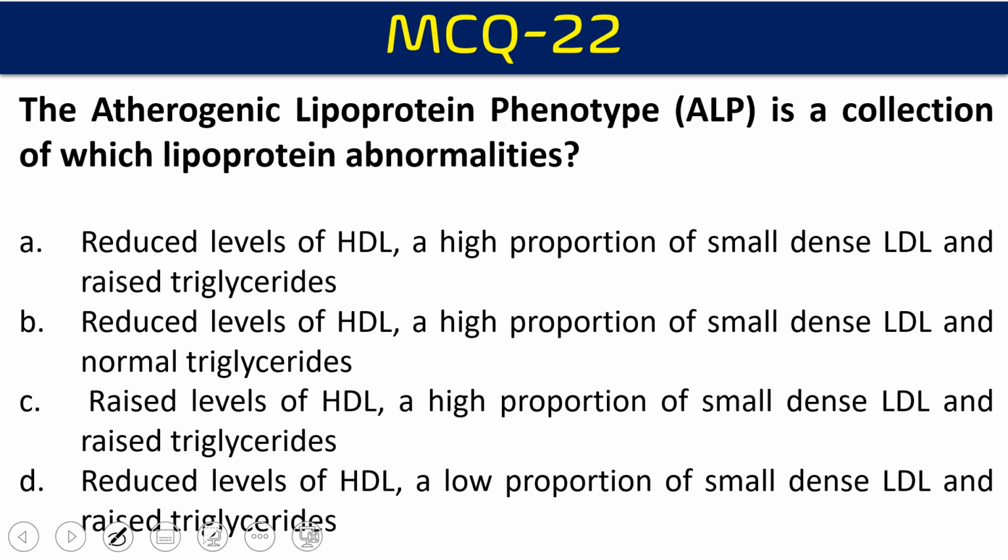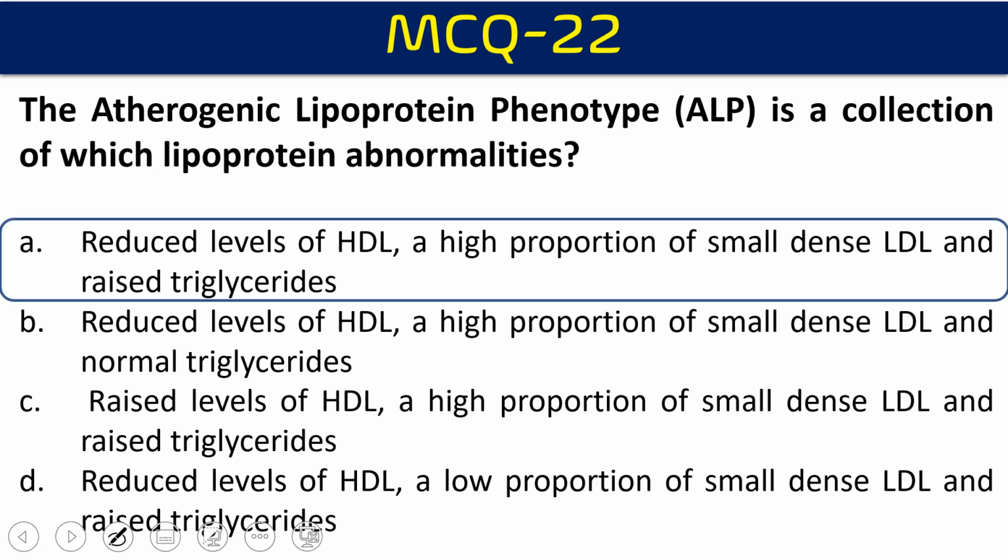Last question we are having: the atherogenic lipoprotein phenotype is a collection of which lipoprotein abnormality? Which condition is called the atherogenic lipoprotein phenotype? Reduced level of HDL, high proportion of small dense LDL, and raised triglyceride. Reduced HDL, high small dense LDL, normal triglyceride. Raised HDL, high small dense LDL, and raised triglyceride. Out of these, the correct answer is reduced level of HDL, and high amount of small dense LDL and high amount of triglyceride.